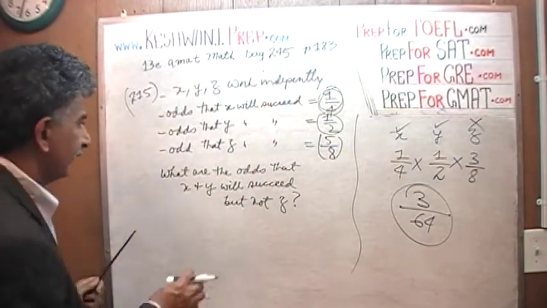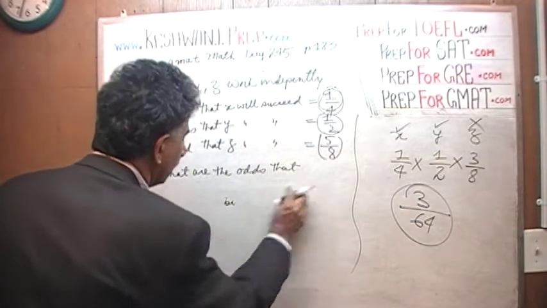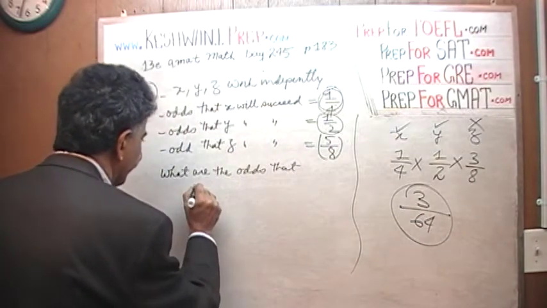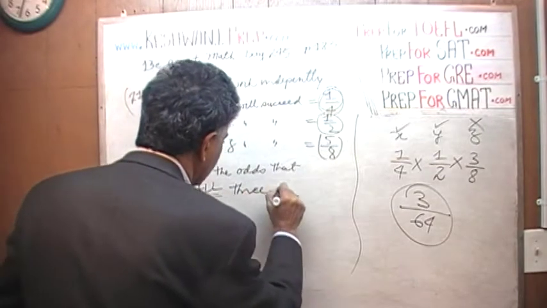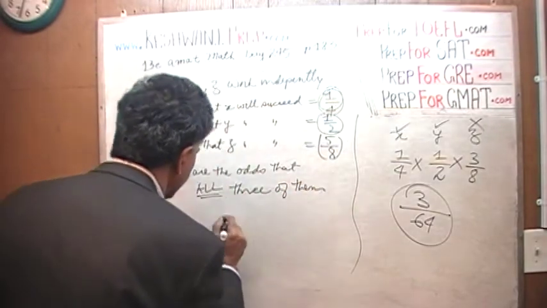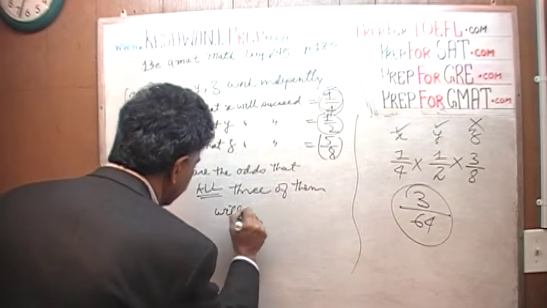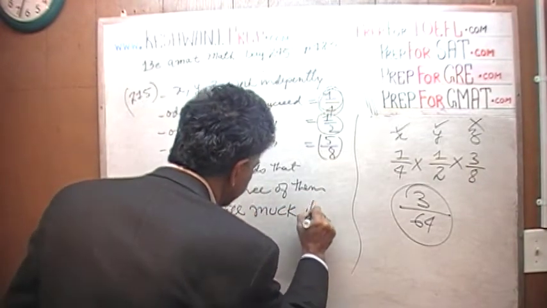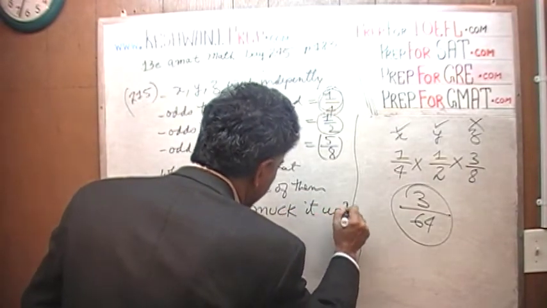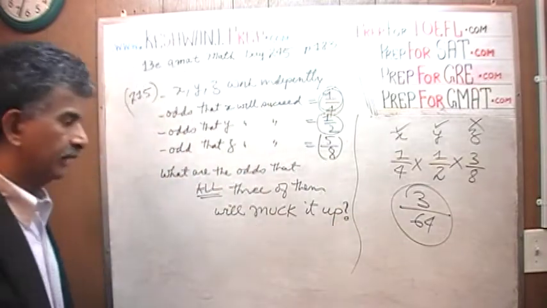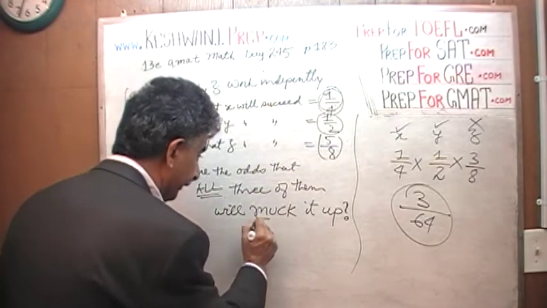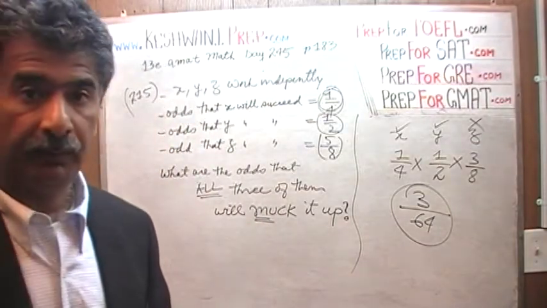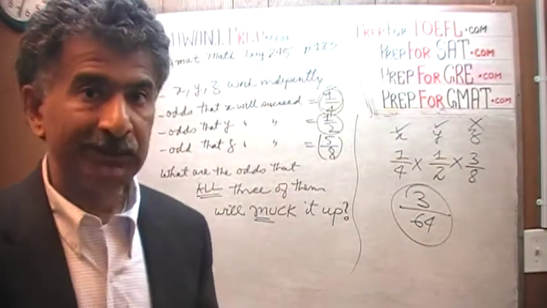What are the odds that all three of them will muck it up? What are the odds that all three of them will muck it up? The reason I write the word in capital letters is because I want to make sure that you understand muck it up with an M.